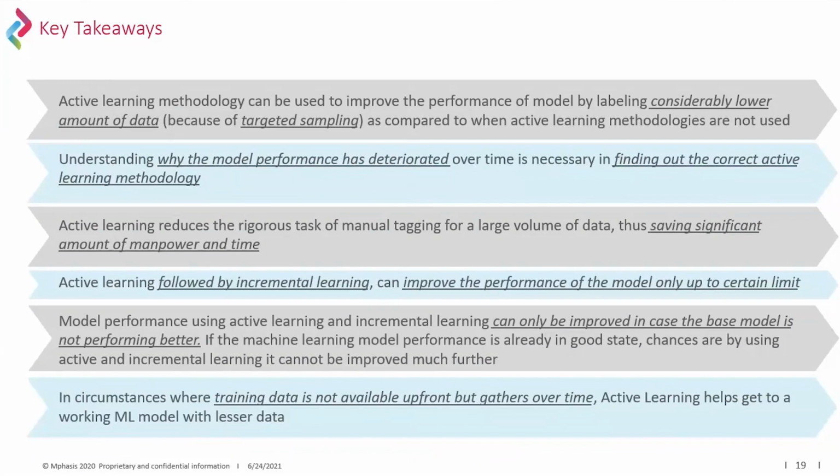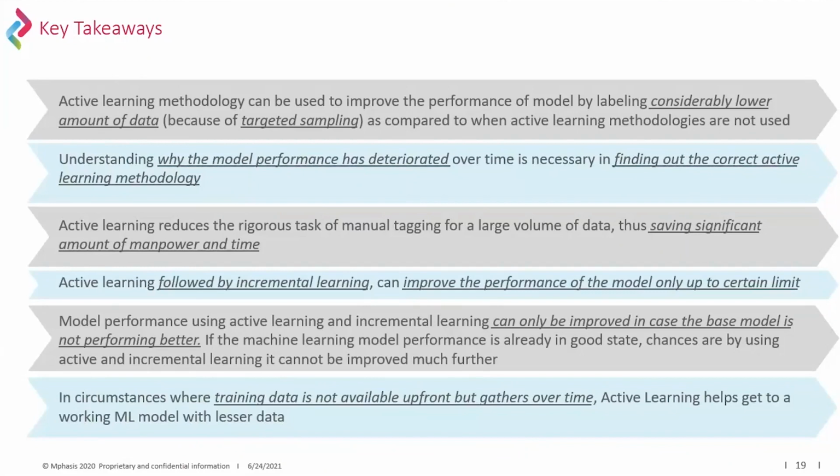The second point I would like to highlight is that if you're using active learning to improve your model performance, then first it is imperative for you to understand why your model performance is deteriorating. Once you have identified the reason behind it, that will help you shortlist the right method from the list that we have shared.